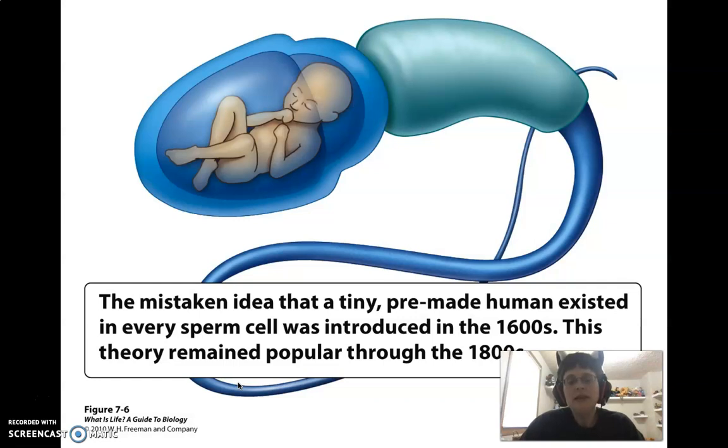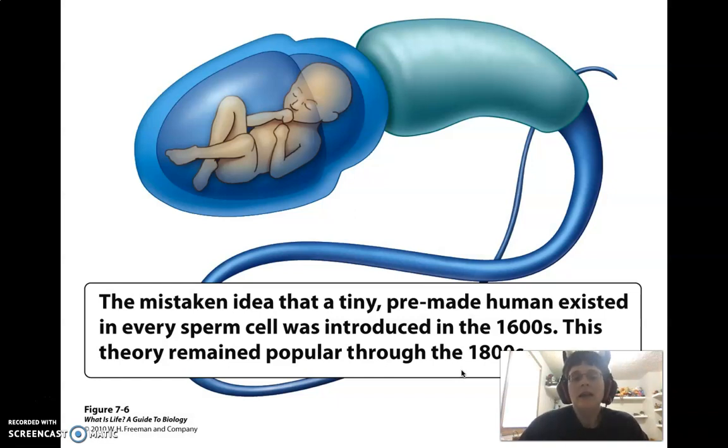So before we get into that, I just want to take a little sidebar and show you what people thought was happening as far as passing on these characteristics. So this was the idea, and today it just sounds ridiculous to us, but for a long period of time, this idea was introduced in the 1600s and was popular through the 1800s. And this is the idea that there was a tiny pre-made human in every sperm cell, and that tiny pre-made human was transferred to the egg cell and then developed.